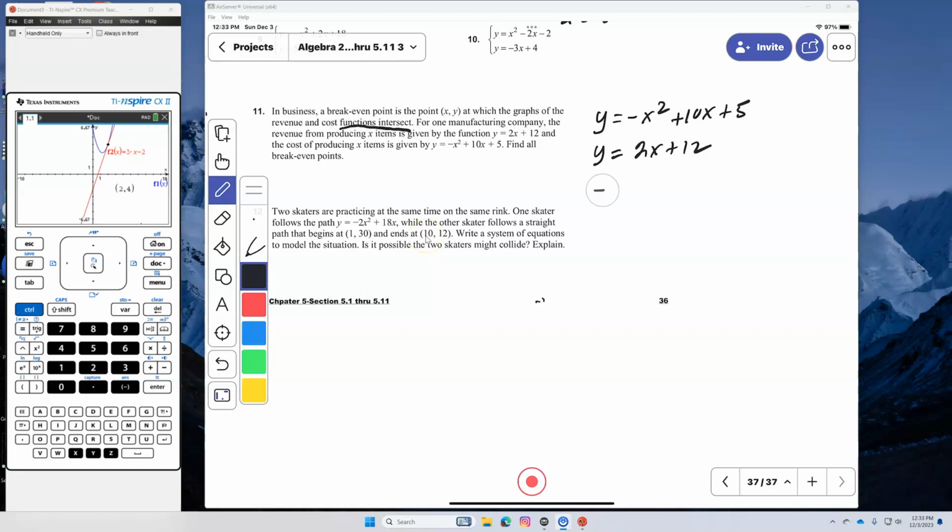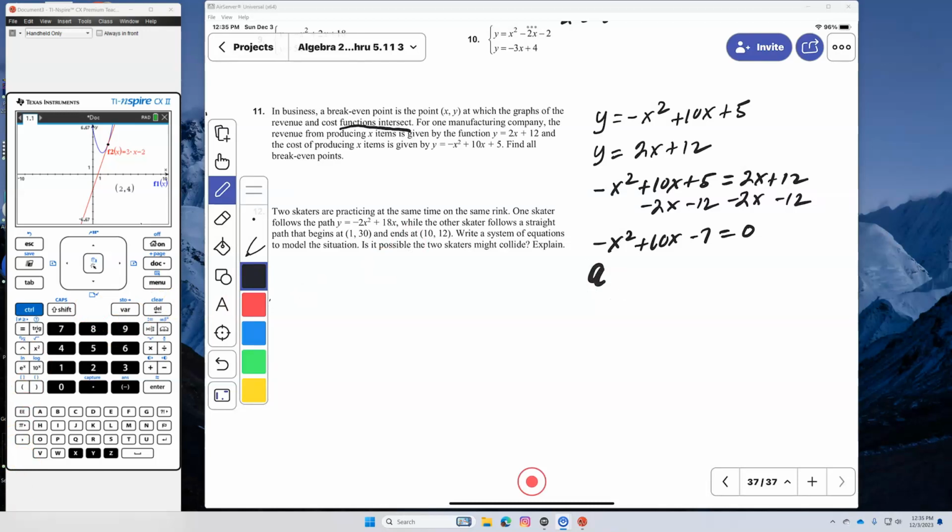So I'm going to go ahead and do this using the quadratic formula. So I'm going to set them both equal to each other. And remember that if I'm going to use the quadratic formula, I'm going to have to set the equation equal to 0. So I subtract 2x from both sides, and I subtract 12 from both sides. So you have negative x squared plus 10x minus 7 equals 0.